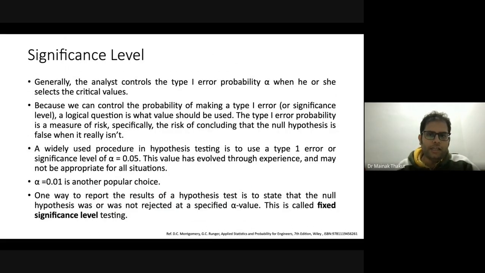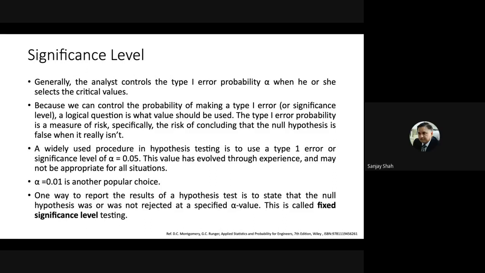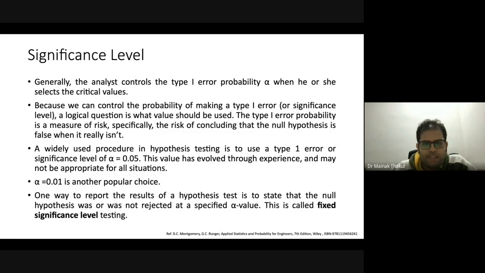Because we can control the probability of making a type 1 error, a logical question is what value should be used. It should of course be very small. The widely accepted value is 0.05; sometimes we take 0.01 also. One way to report the results of a hypothesis test is to state that the null hypothesis was or was not rejected at a specified alpha value. For alpha equal to 0.05 your hypothesis may be rejected, but for a different alpha value it may be accepted, depending on the error you are allowing. This is called fixed significance level testing.